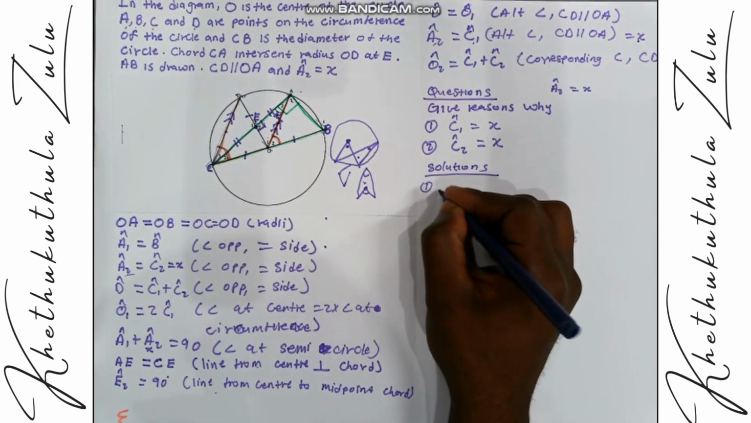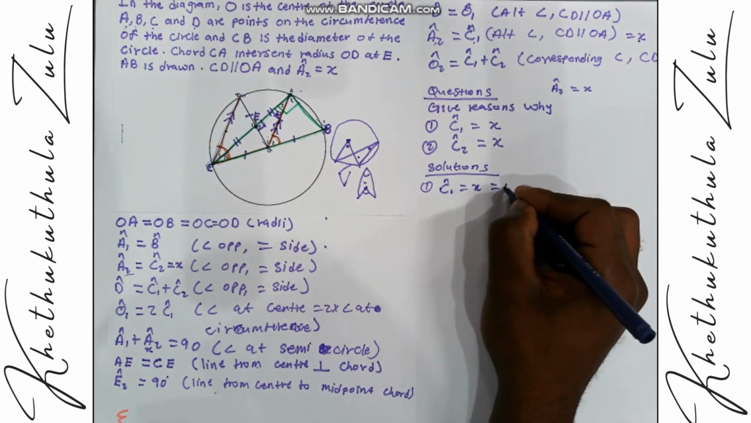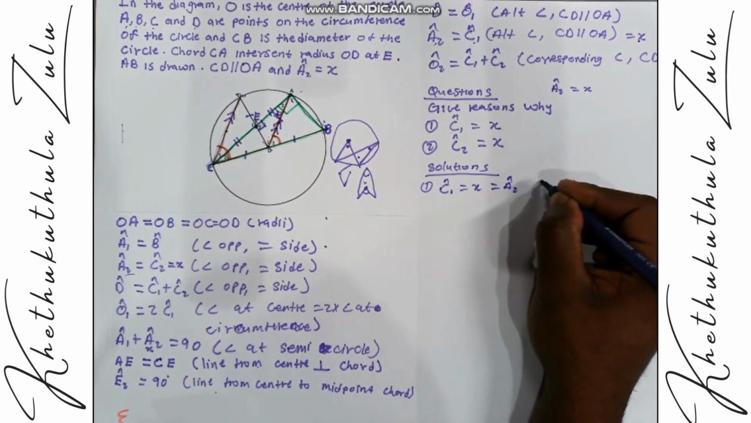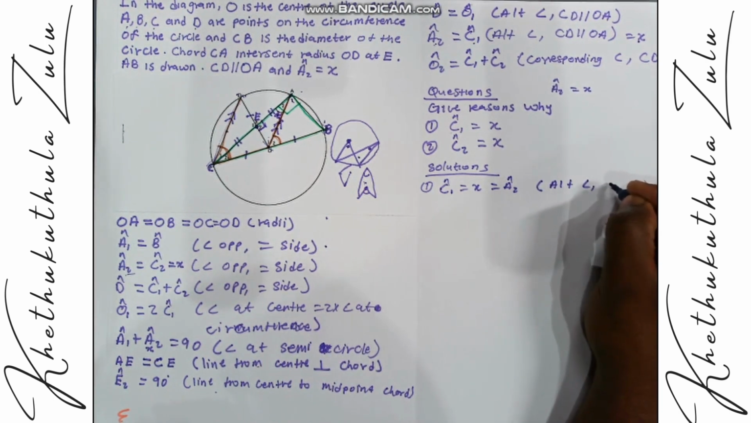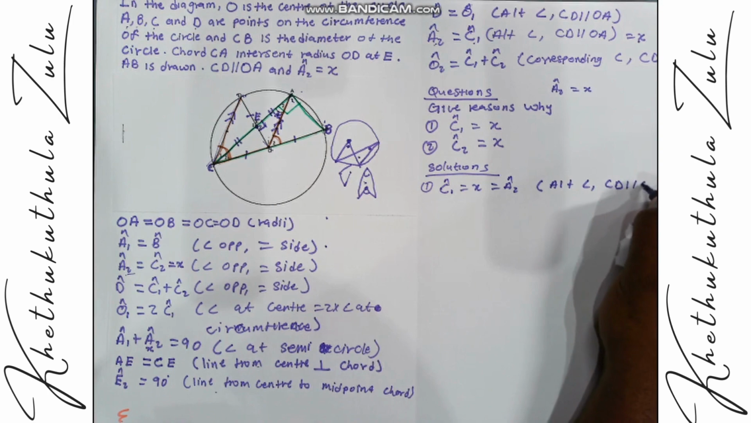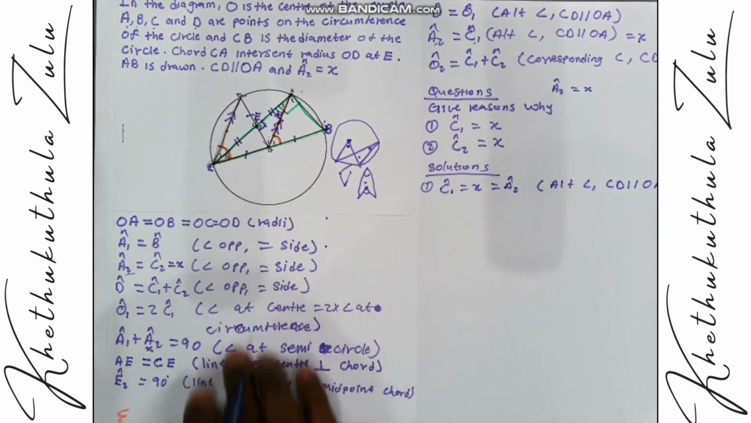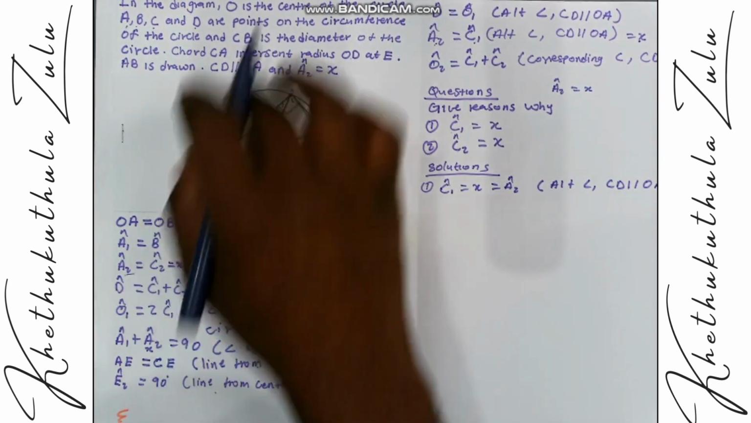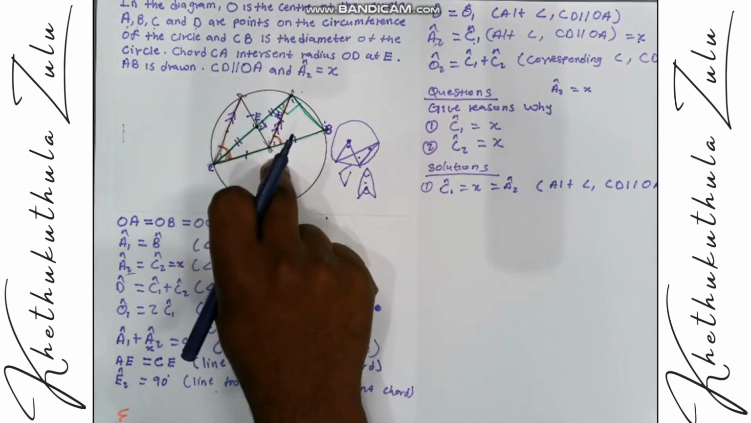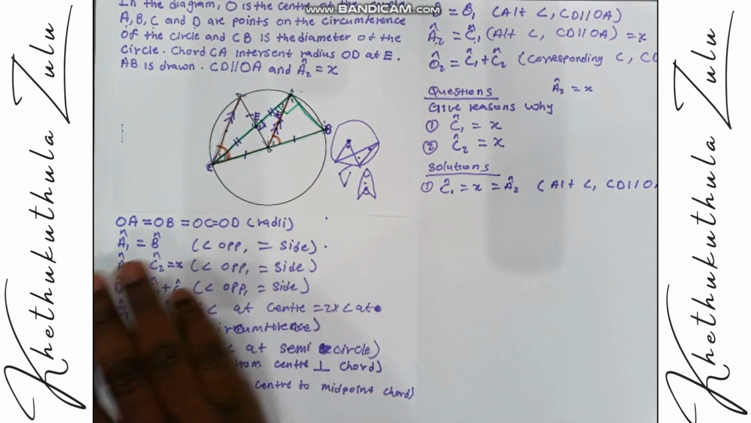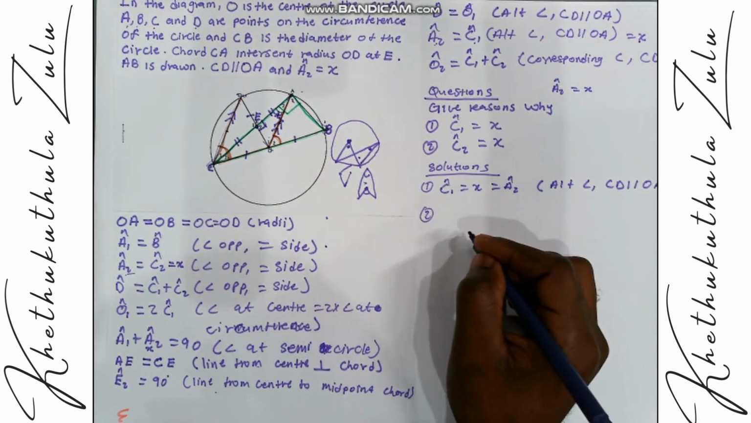Number one, C1, we know is equal to X. Why? Because it's equal to A2. Reason: alternating angles, where CD is parallel to OA. From our analysis, from our data that we collected from this statement and this diagram, there's nothing new now.